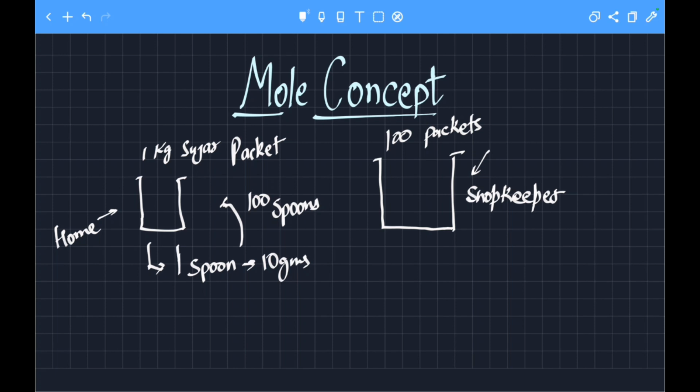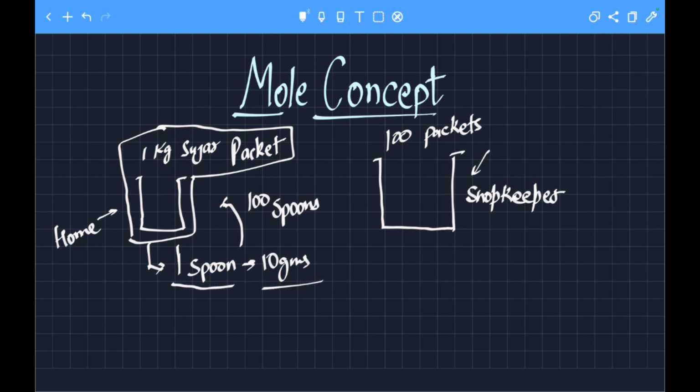Let us understand the problem using sugar. At your home, what do you have? You have 1 kg sugar packets usually. Okay. You use 1 spoon of sugar for your tea. 1 spoon sugar का weight होगा approximately 10 grams. Right? This is a rough estimation, of course. इसका मतलब है 1 kg sugar में roughly 100 spoons of sugar available है.